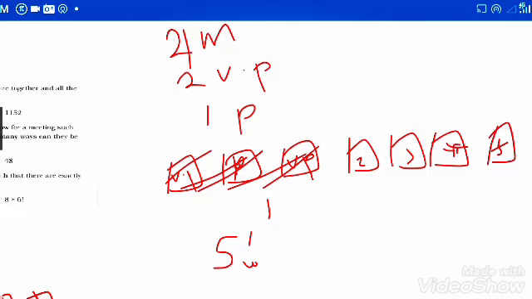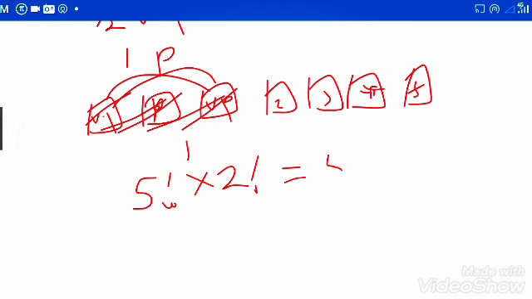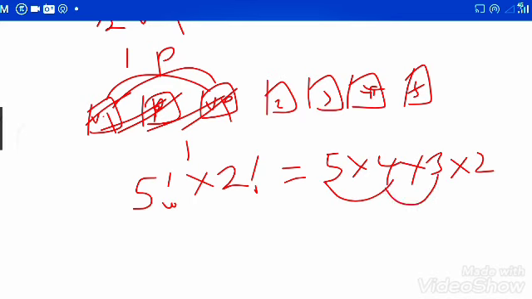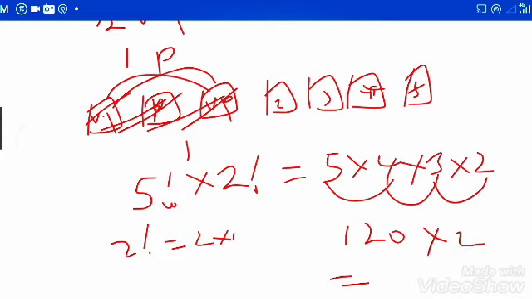Now the vice presidents that will be staying at both ends, it's either you're here or you're here. So we have 2 ways of doing that. So when you multiply out, 5 factorial is 5 times 4 times 3 times 2. 5 times 4 is 20, times 3 is 60, times 2 is 120. Now 2 factorial is 2 times 1, that gives us 2, and that's 240. Okay, that's that for that question.